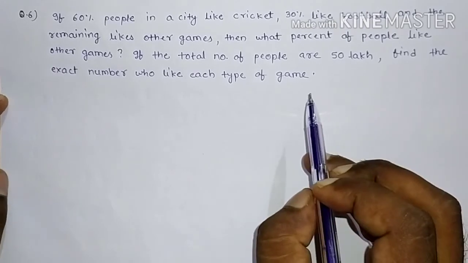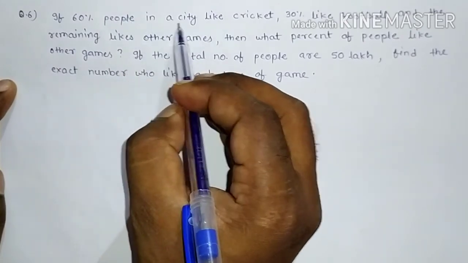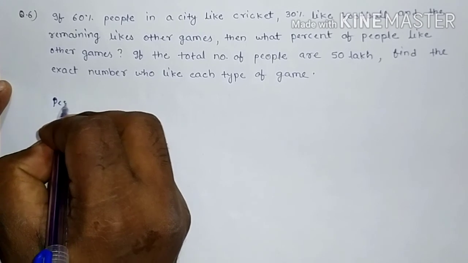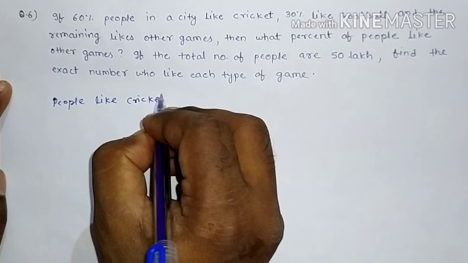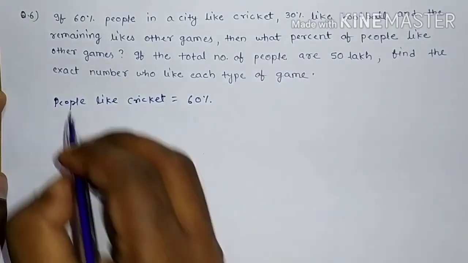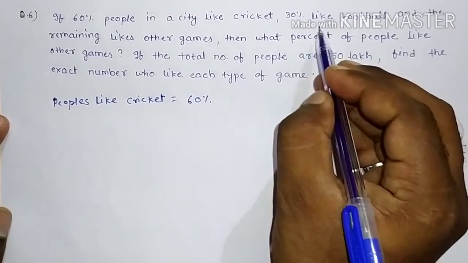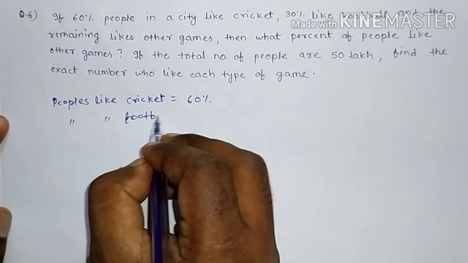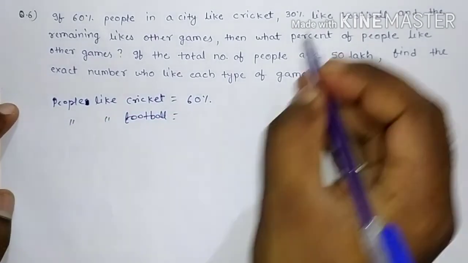Now simply, what is given in this question, if 60% people in a city like cricket, so here people who like cricket is given 60%. 60% people like cricket. Now 30% like football. So only people who like football is 30%.